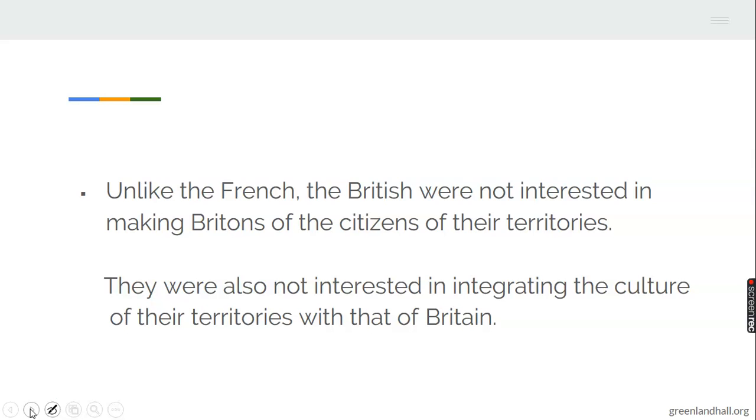Another difference, unlike the French, the British were not interested in making Britons of the citizens of their territories. They were not interested in making Britons out of African citizens. They were also not interested in integrating the culture of their territories with that of Britain. They were not interested in doing that.